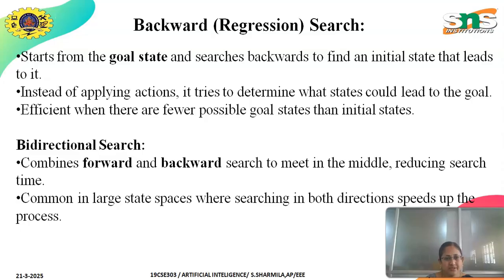One more is bidirectional search. Bidirectional search combines forward and backward search to meet in the middle, reducing search time because it starts from the initial state and also from the destination goal state. So we can easily meet at the center point of the search. This is common in large state spaces, where searching in both directions speeds up the process.